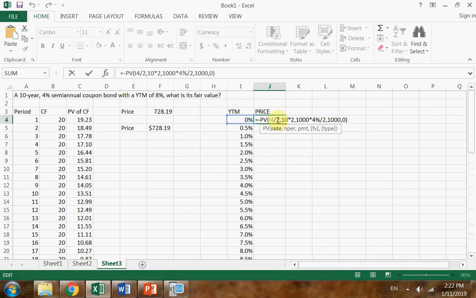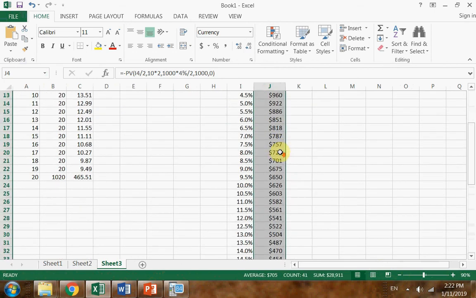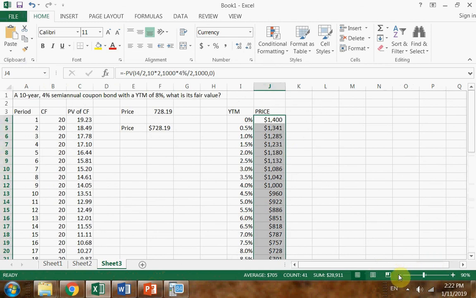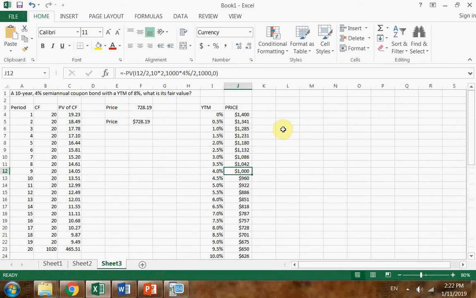The rest of the information is the same. It's a semi-annual bond. You see, I divided by 2, multiplied by 2 here, here, and here, and then the same 10 years and the same face value, the same coupon rate. Okay, and then I just drag it all the way down, or I can double click the right bottom corner to get all the prices. So that's the data I have to create the chart.